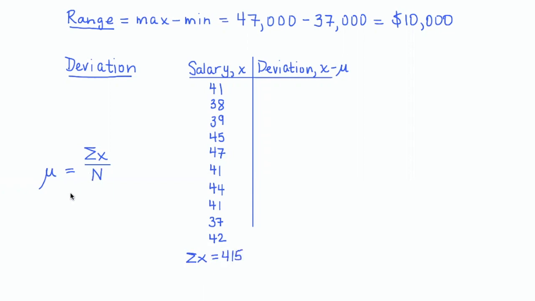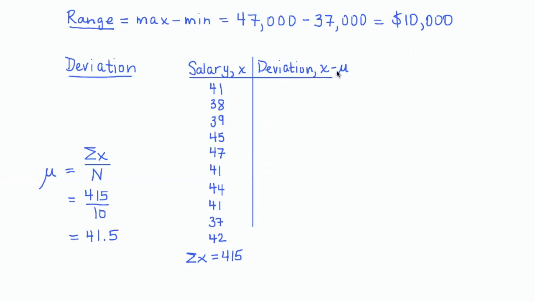and that turns out to be, I believe, 415. And then to find the mean, I'm going to take 415 and divide it by 10, and that gives me a mean of 41.5. And again, that's in thousands of dollars. I'll put the units back on once I finish the problem.